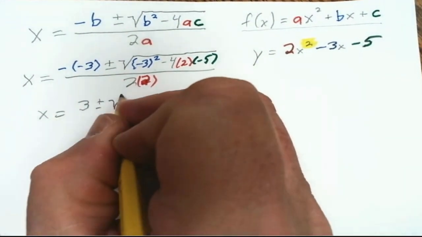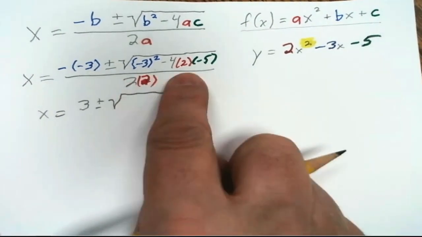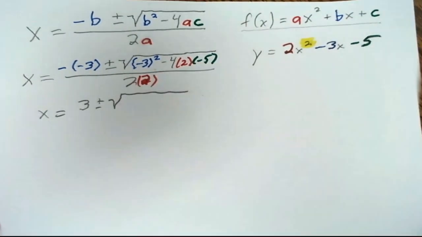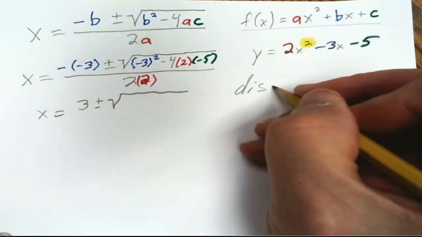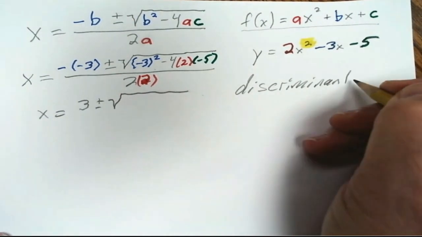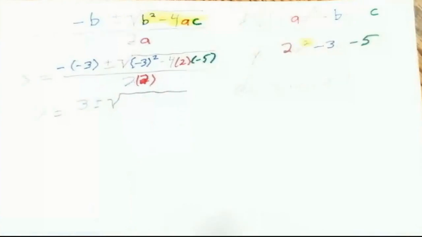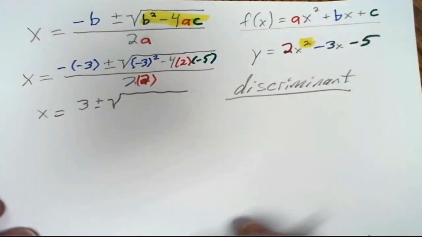Now let's simplify everything underneath there. Everything underneath this, b squared minus 4ac, is called the discriminant. I'm going to write that out. Discriminant. And we're going to talk about the discriminant in just a little bit, so I just wanted to make you aware. b squared minus 4ac is called the discriminant. That's just a part of the quadratic formula.